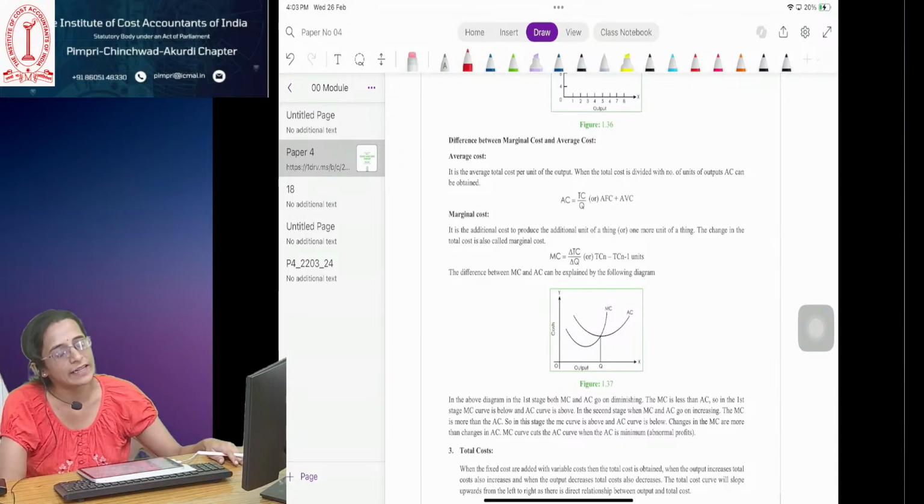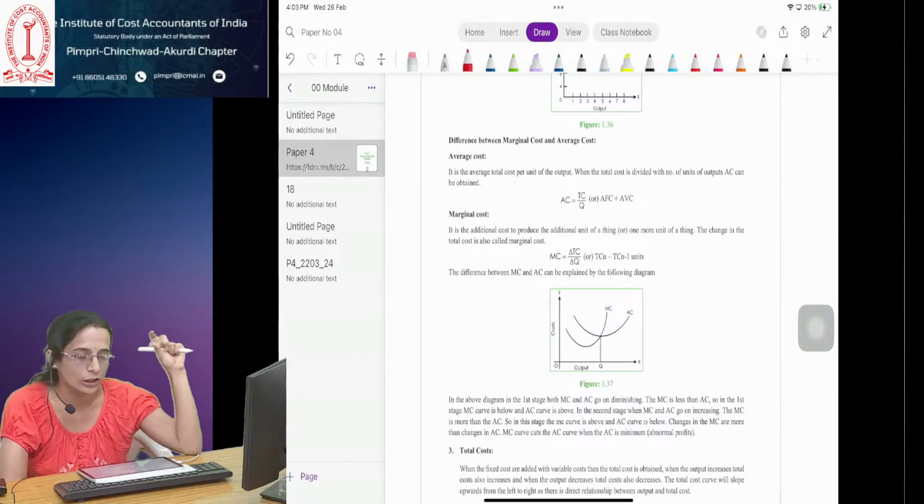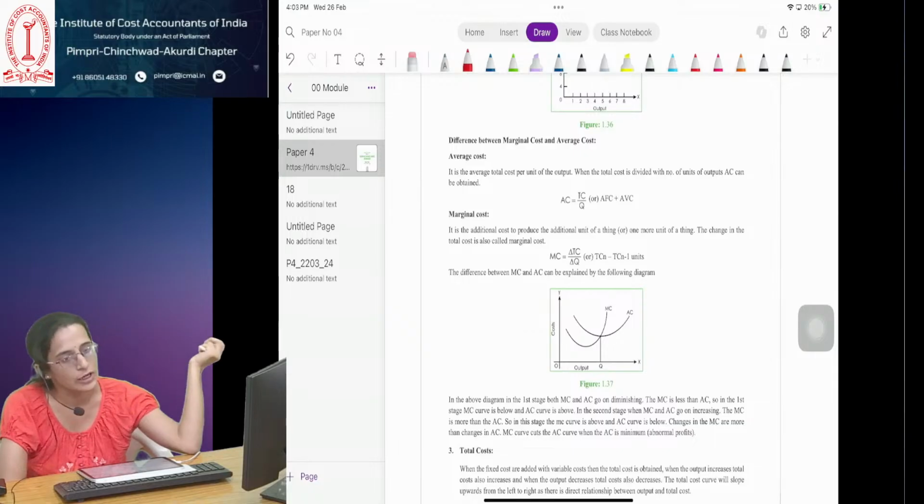And how will we derive average cost? Average fixed cost plus average variable cost will give you average cost. Two ways we can derive average cost: average cost is equal to average fixed cost plus average variable cost, or we can derive it by total cost divided by the number of units produced.